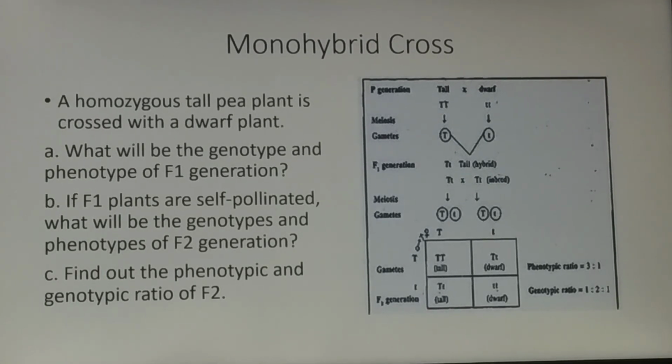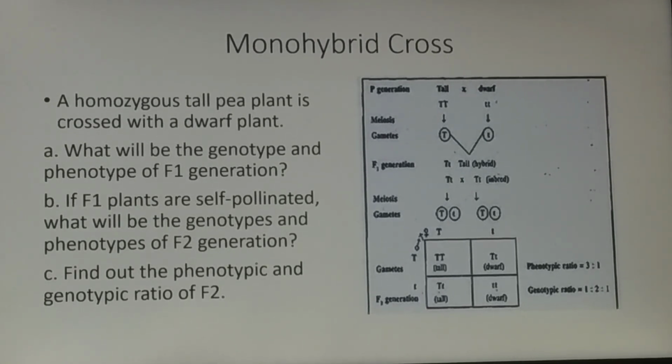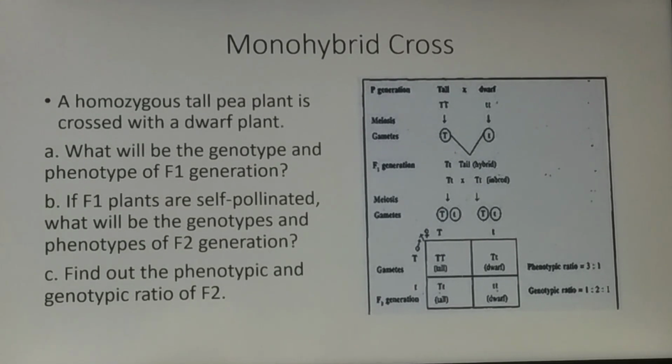So this B part is over. We have found the genotypes and phenotypes. Once again, the genotypes of the F2 generation are capital T capital T, capital T small t and small t small t. Phenotypes of the F2 generation: tall and dwarf.